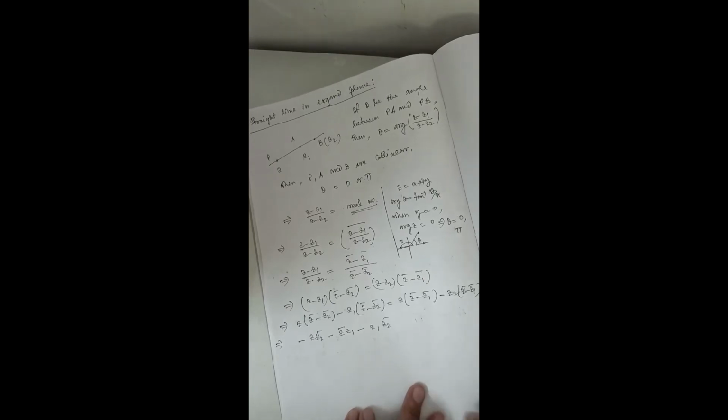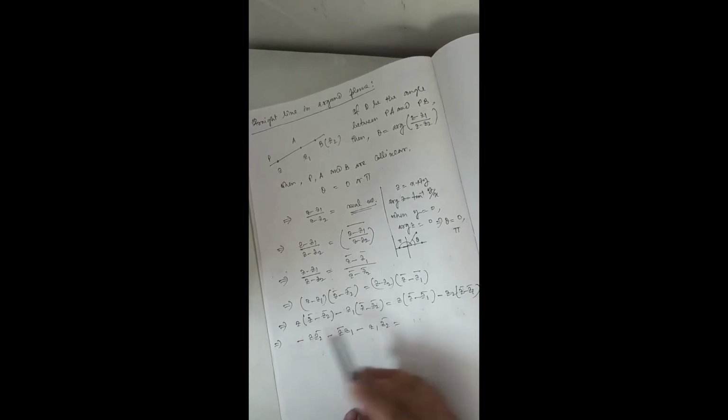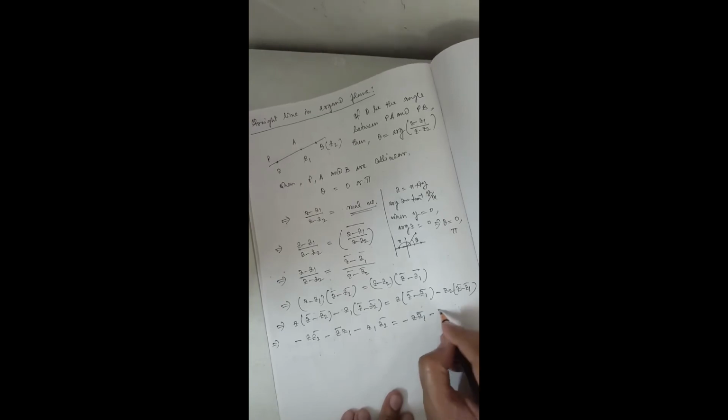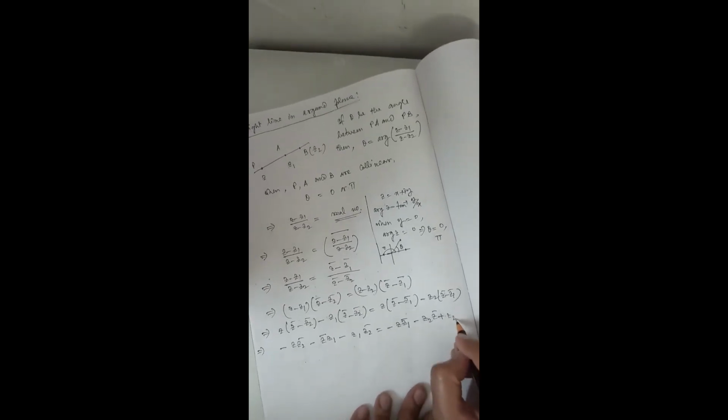Okay, this is on the left hand side. All right, and on the right hand side, the z z bar term will be cancelled out from both sides, and we have minus z z1 bar minus z2 z bar plus z2 z1 bar. Okay, so this is the thing.